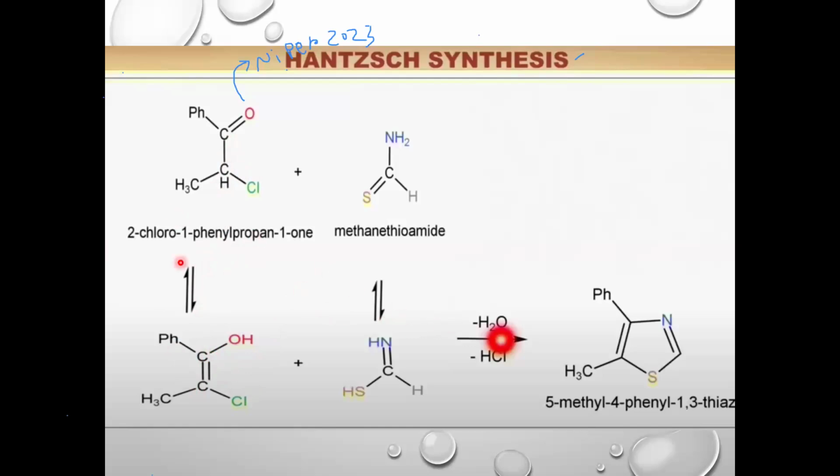Now what happens is both will react and HCl will be removed. Here in the SH group the hydrogen is present and here the chlorine is present, right? So it will remove HCl as well as water and it will give me a thiazole. So simply you have to remember alpha chloroketone or its tautomeric form reacting with methane thioamide. Okay, and removal of H2O and HCl takes place and it will give me a 5-methyl thiazole, a substituted thiazole ring.